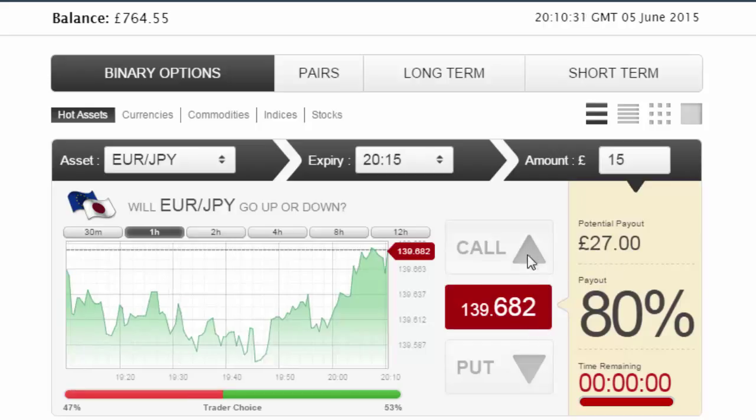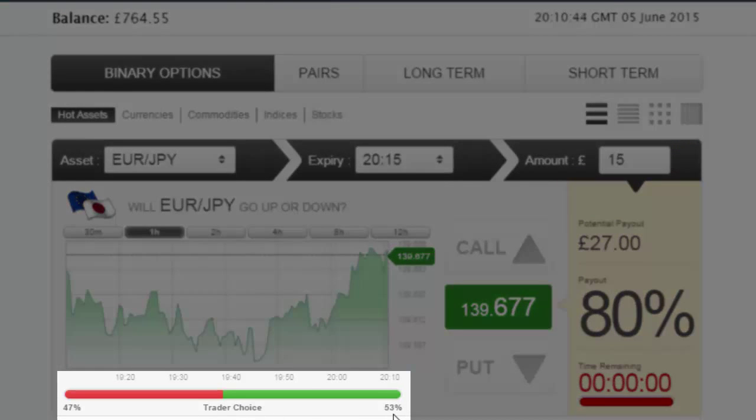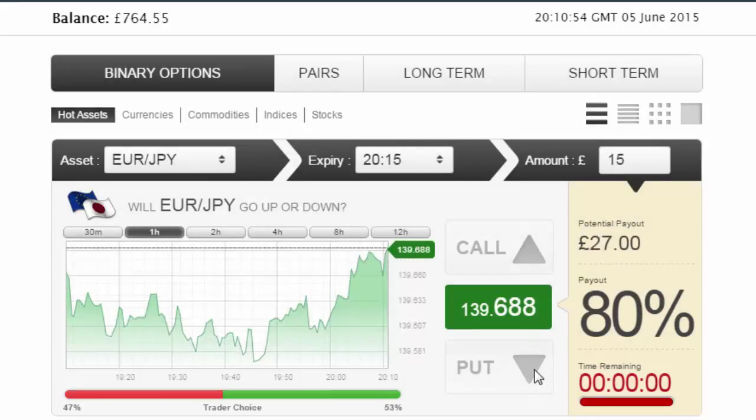Well, essentially when you place a trade with a broker, if you think the price is going to go up, they're going to match that with someone else who thinks the price is going to go down. You can see here, the trader choice: 53% of people think it's going to go up, 47% think it's going to go down. So what you're in effect winning is the investment from the people taking the opposing view to you on which way that currency is going to go.